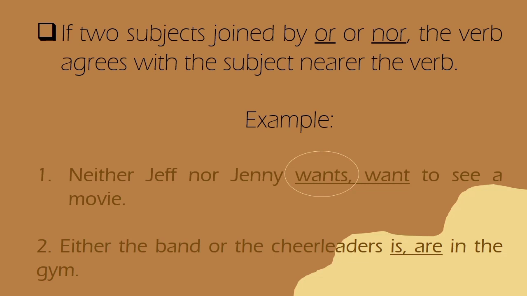Example number 2. Either the band or the cheerleaders is or are in the gym. So the band and the cheerleaders are joined using or, and the subject that is nearer to our verb is cheerleaders. Cheerleaders is plural, therefore we are going to use the plural verb are. So either the band or the cheerleaders are in the gym.